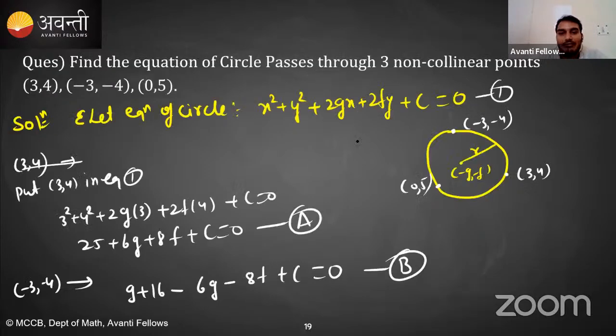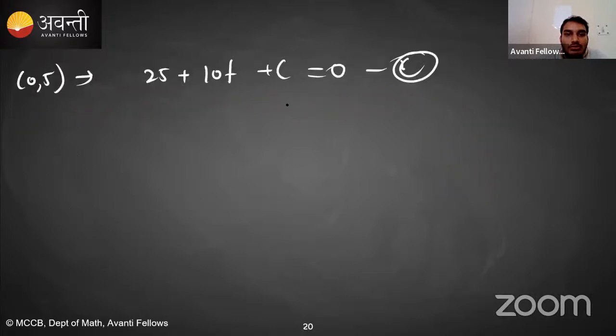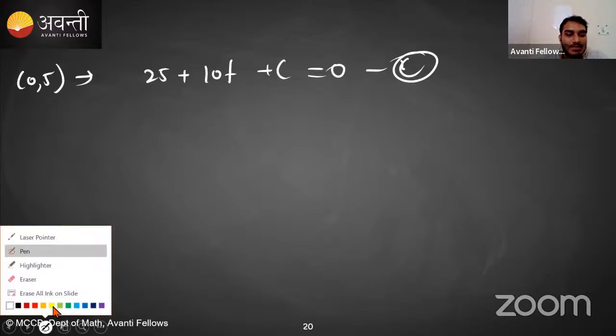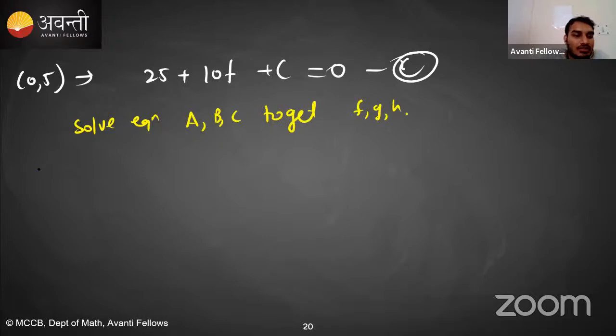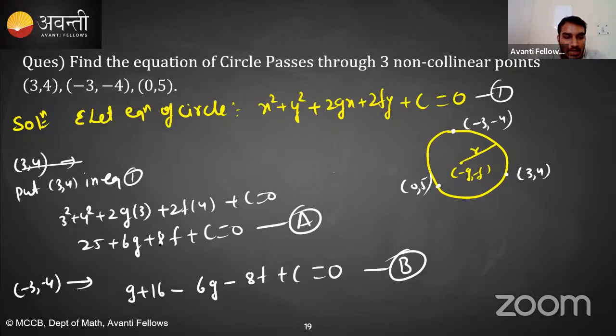Right? So see, from equations A, B and C, 3 unknowns, so we can get f, g and c, right? So now solve equations A, B, C to get f, g and c. Simple. So first of all, what do you do? Equation 1 plus equation 2, do it. Equation A plus equation B. Add equations A and B. So when you add equations A and B, 25 plus 25 is 50, minus 6g plus 6g cancel, minus 8f plus 8f.